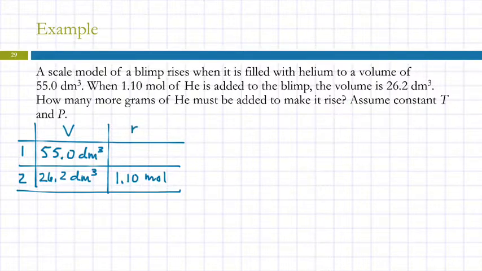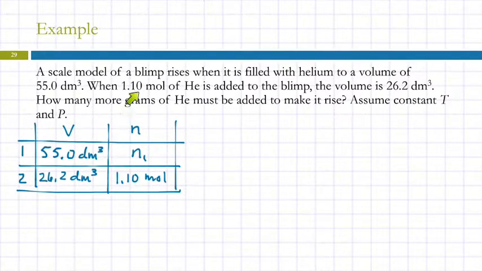So this is N, and then this is N1, which we can solve for. The question is, how many more grams of helium need to be added to make it rise? That's not asking for the number of moles of helium when it floats, is it? In our table, we have N1. That's the number of moles of helium that have to be in the balloon, the blimp, in order for it to have this volume and actually float instead of just sitting on the floor. Would that be a useful number to know?